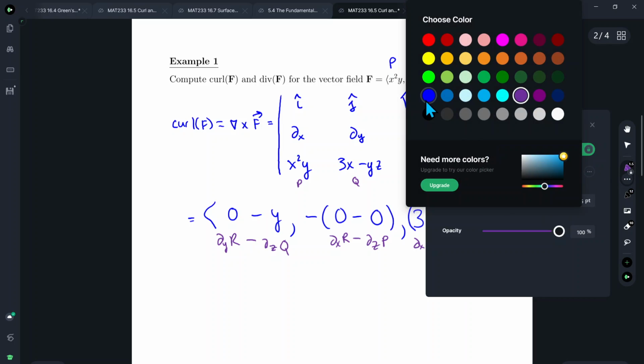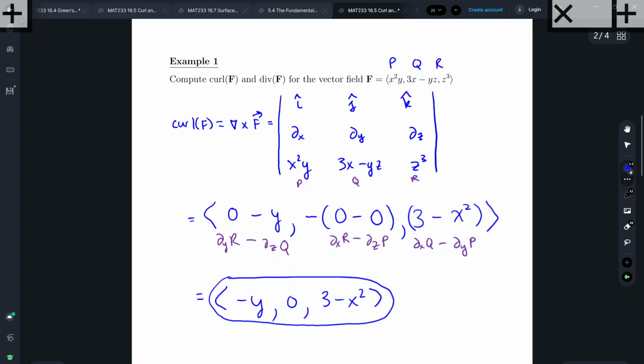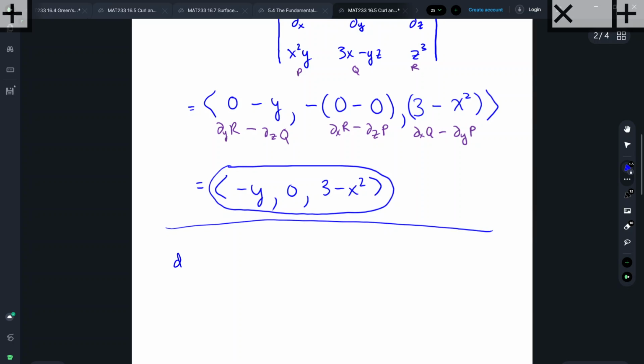And alright, so let's just simplify this answer, right? So first component is minus y, second component is 0, and the last component is 3 minus x squared. Okay, so that's how we calculate the curl. And then now let's calculate the divergence. So div f can be thought of as del dot f, right? So it's just the partial of P with respect to x plus the partial of Q with respect to y plus the partial of R with respect to z.